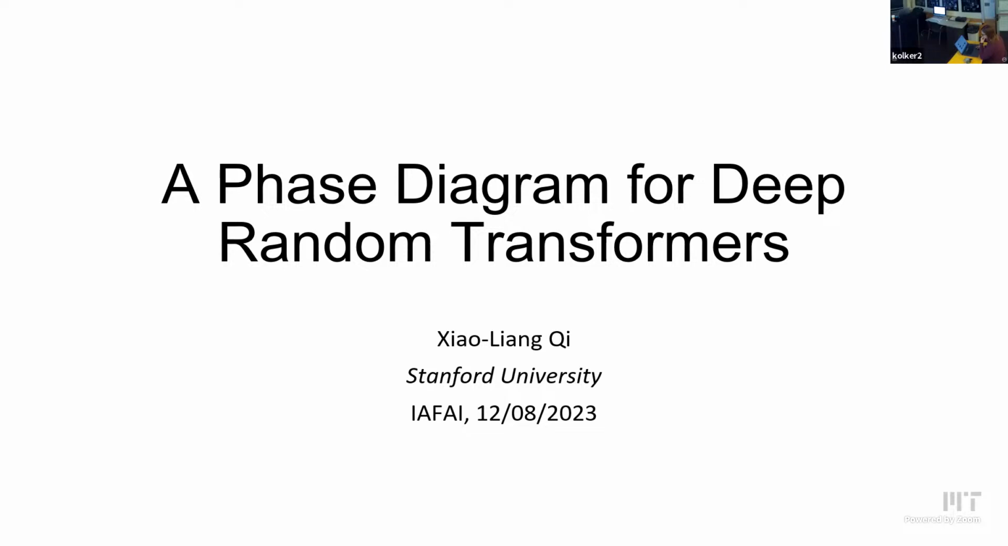We're delighted to have Xiaoliang from Stanford. Xiaoliang's work spans condensed matter, high energy theory, and machine learning. He's going to give us a talk about a phase diagram for deep random transformers. And also Xiaoliang has a side project around LLMs on the arXiv that you might want to ask him about after the talk, unrelated to the talk, but might be of interest. And yeah, take it away.